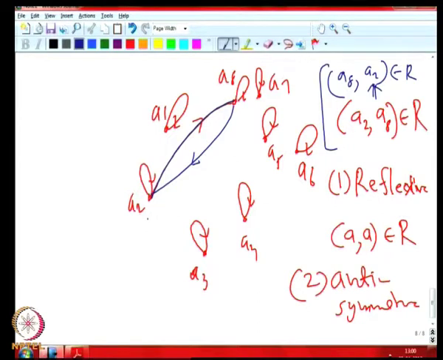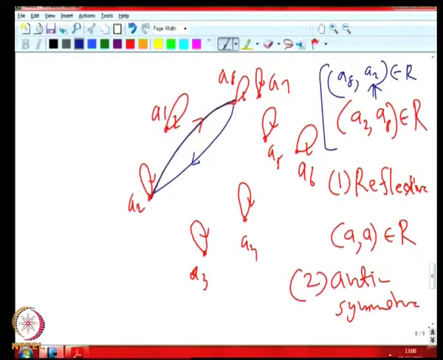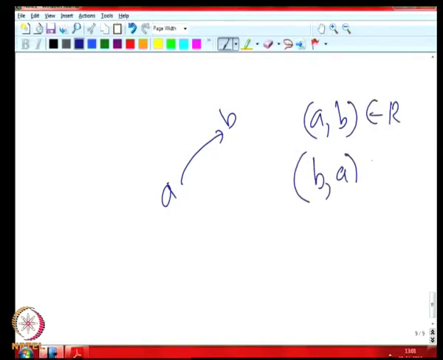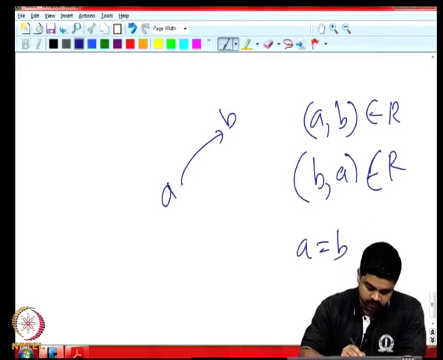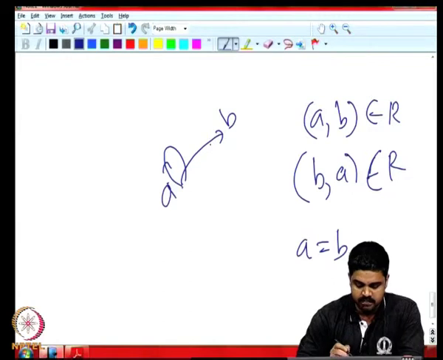That reverse arrow should be there. That means whenever there is a pair A comma B, B comma A also should be there. Antisymmetry says if A is related to B, then B will never be related to A. So in case we get A comma B in R and B comma A both are in the relation, then that would mean A equal to B. Only in the case of this, that means A and B being same, then only we have that pair, right? AB and BA together, right?